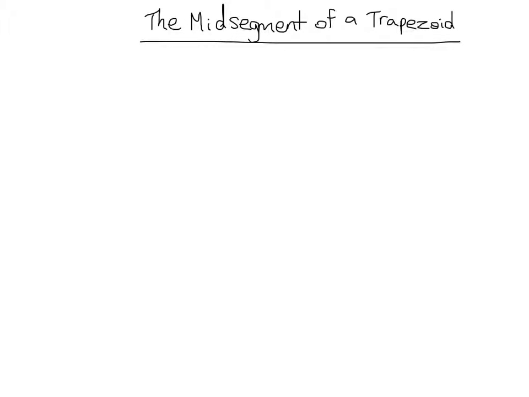In a previous video, we looked at the definition and the properties of a trapezoid, and in this video, we're going to be looking specifically at the mid-segment of a trapezoid, what that is, and what its relationship is between some of the trapezoid's sides. So let's start off by looking at a trapezoid and reminding ourselves of what it is.